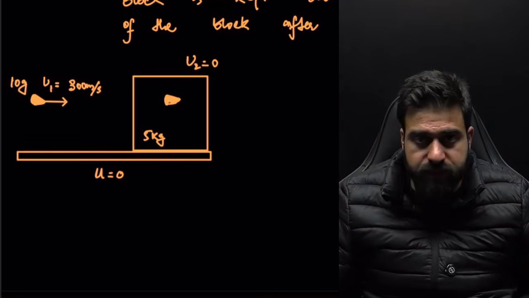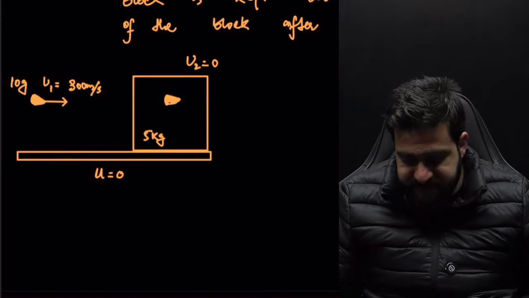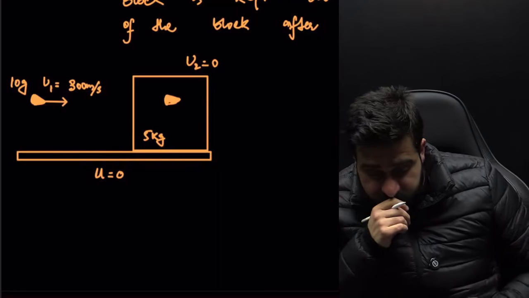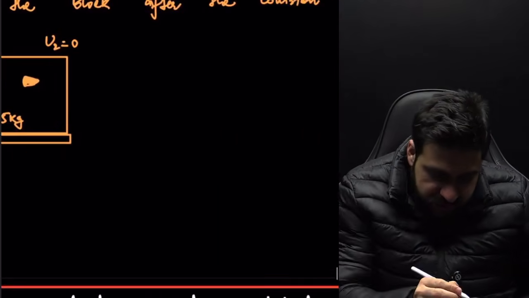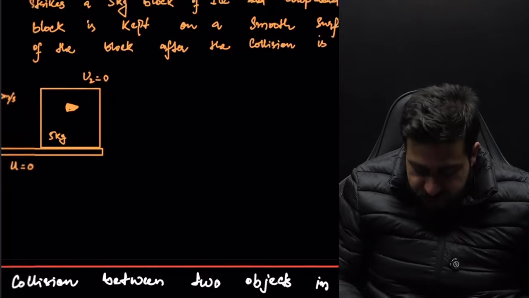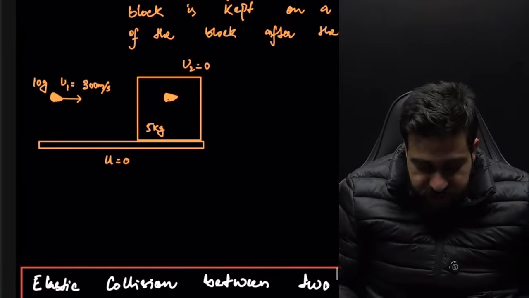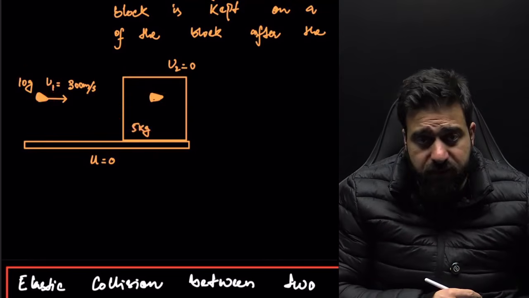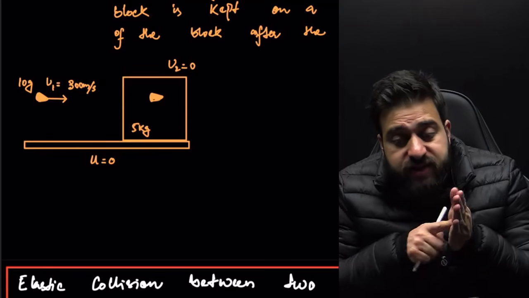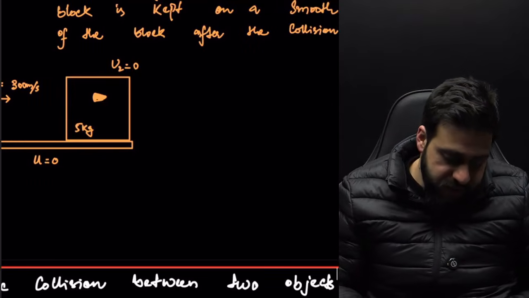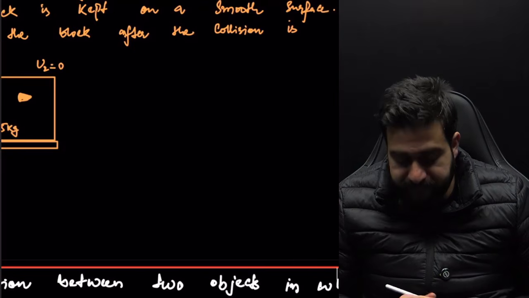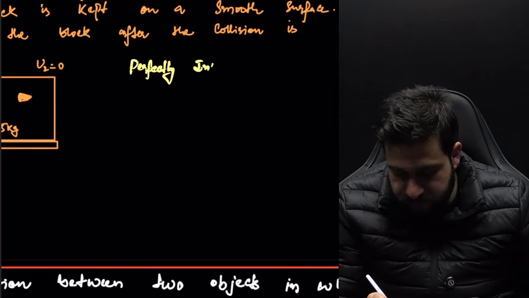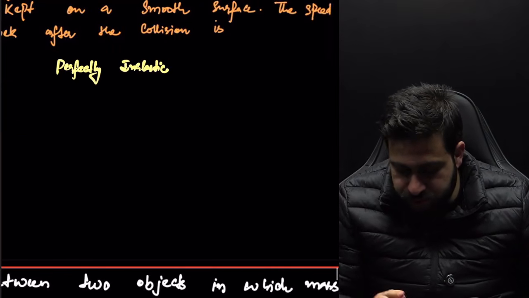Now, my dear NEET aspirants, what I want you to understand in this particular case is something very different. What type of collision is this? Consider this as mass m1, consider this as mass m2. When the two strike, they start moving together. This is a perfectly inelastic collision.